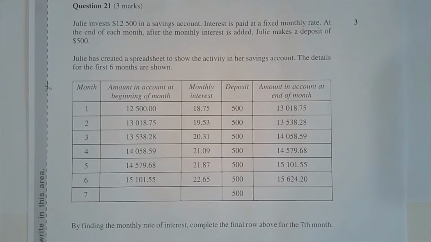Question 21. Julie invests $12,500 in a savings account. Interest is paid at a fixed monthly rate. At the end of each month, after the monthly interest is added, Julie makes a deposit of $500. Julie has created a spreadsheet to show the activity in her savings account. The details for the first 6 months are shown. By finding the monthly rate of interest, complete the final row above for the 7th month.